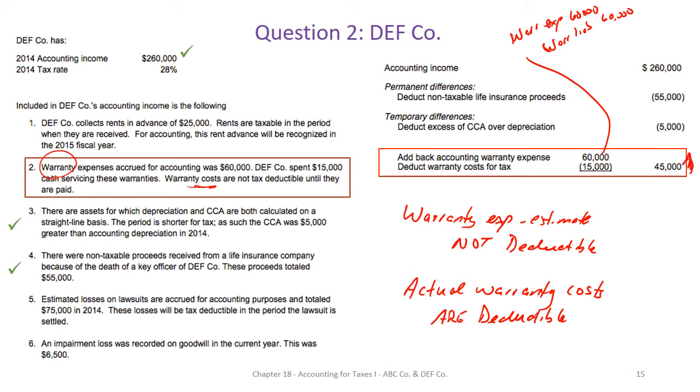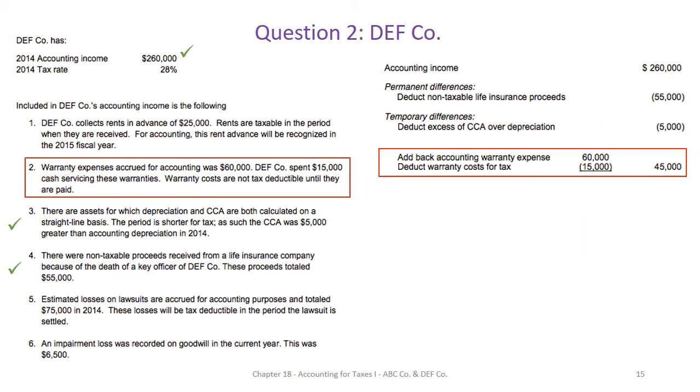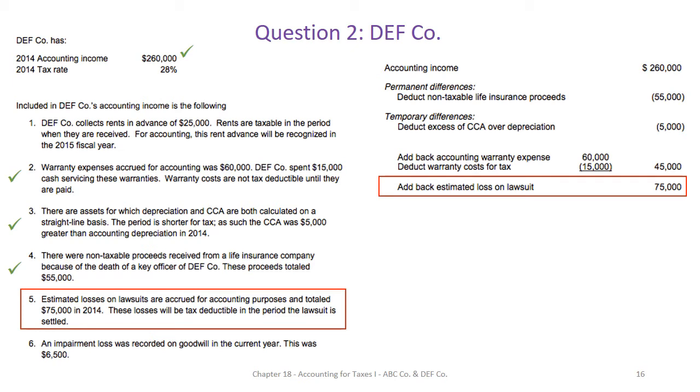See, what this does is it increases our income by the non-deductible amount, or the difference between the warranty expense and the actual amount we're allowed to deduct. So our income is going to go up because of this adjustment. The next item pertains to a lawsuit here. In our example, the losses on the lawsuits are $75,000 and will be deductible in the period that it's settled.